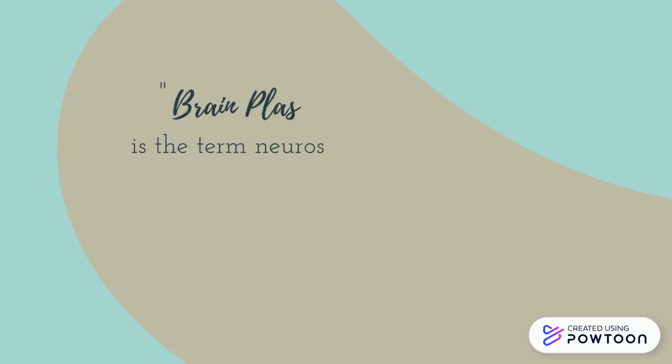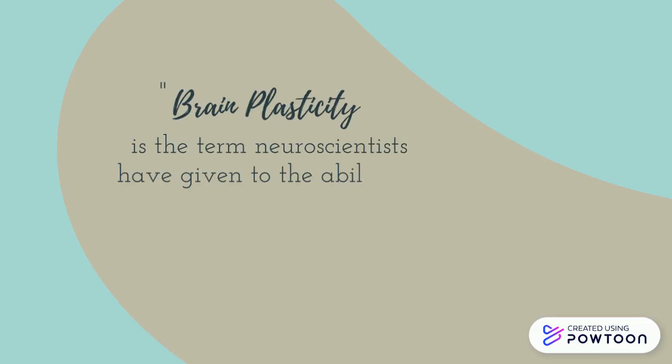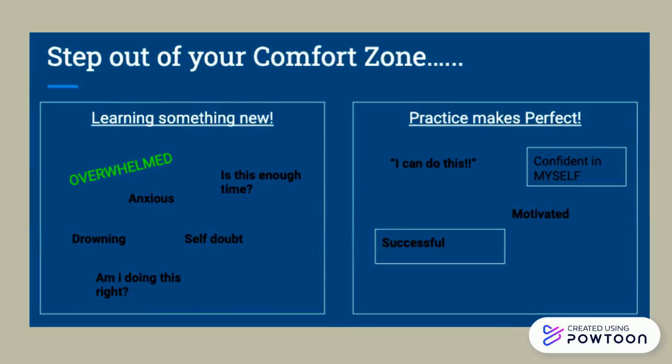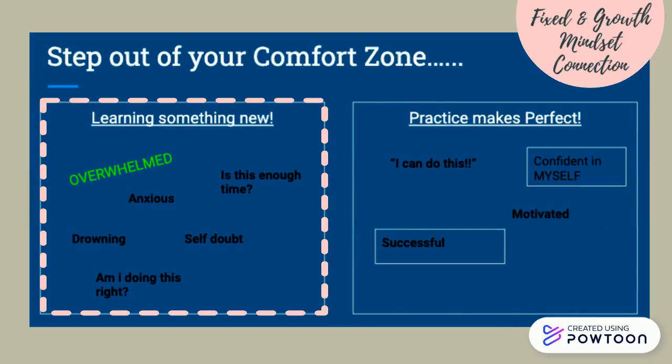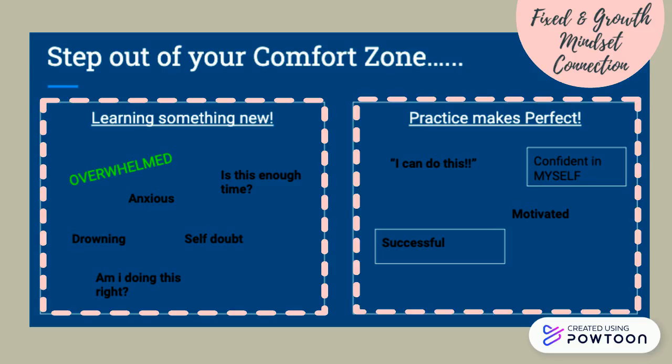According to our text on page 44, brain plasticity is the term neuroscientists have given to the ability of the brain to continue to change over time. From our discussion, we were able to connect the concepts of fixed and growth mindset by reflecting together on how we feel when faced with a new challenge versus how we feel once taking the steps to grow into that challenge.